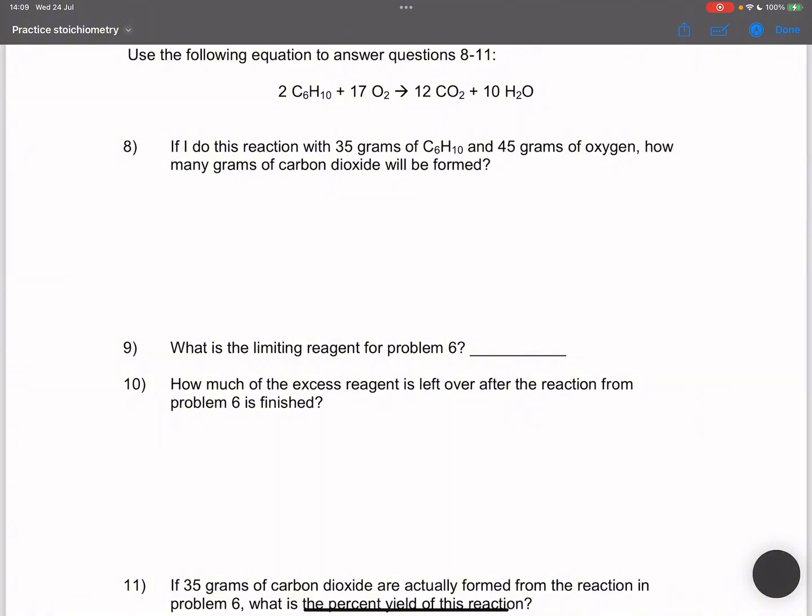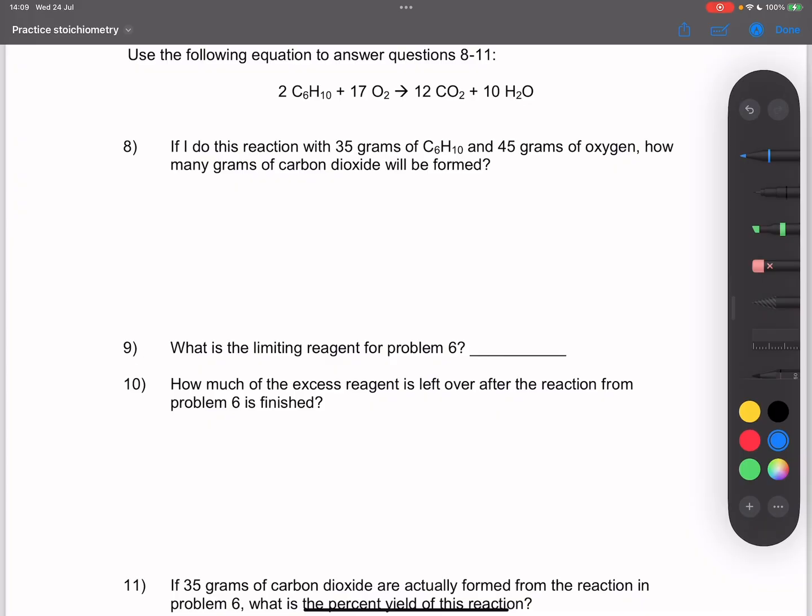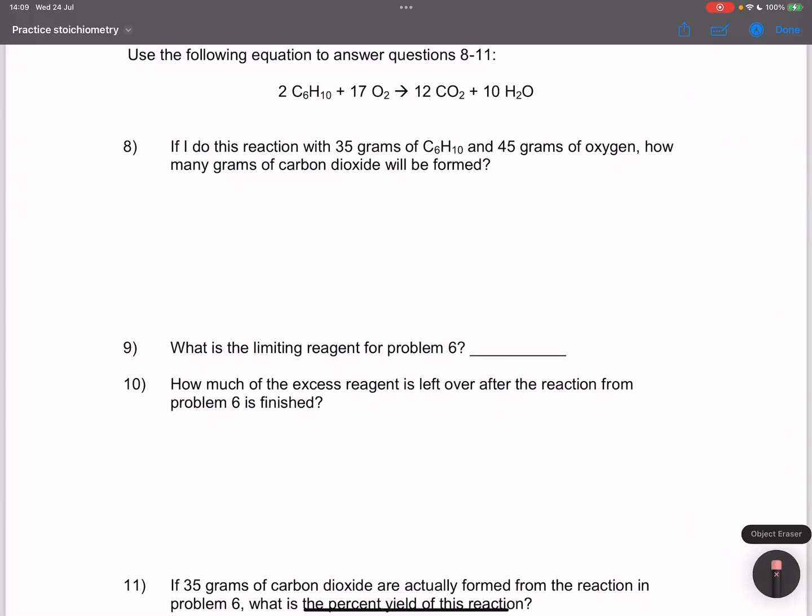Firstly, ladies and gents, I want us to note that we've got an amount of hexane that's given, 35 grams, but they've also given us an amount of oxygen. So first we're going to have to determine which one will limit the extent of the reaction. If you remember what I said, if we're given grams, we have to convert them to moles. So let's do that first. Let's calculate the number of moles of C6H10. This is going to be mass divided by the molar mass.